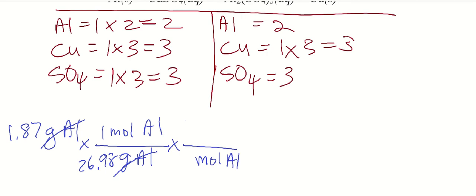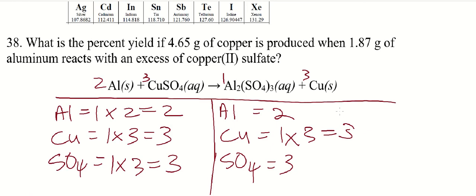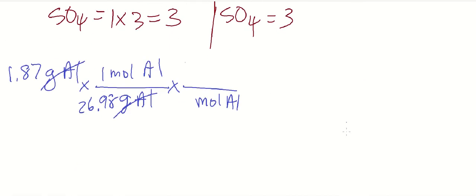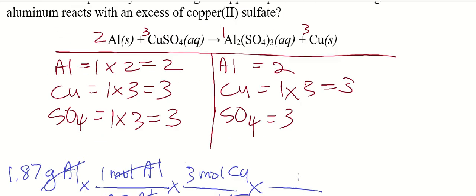What are we looking for? The question is asking about copper. Aluminum to copper is a 2 to 3 mole ratio. 2 moles of aluminum will produce 3 moles of copper. That's the conversion factor. Cross out units. Now, final step, convert to the desired unit.